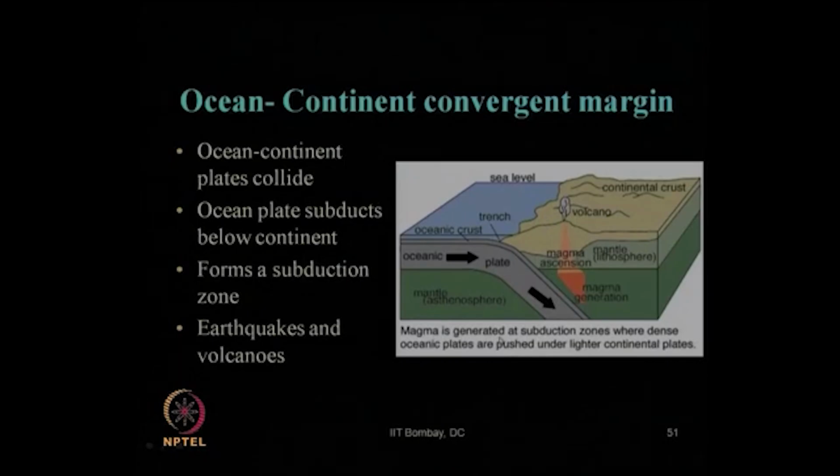So, magma is generated at the subduction zone, where dense oceanic plates are pushed under lighter continental plates, because typically oceanic crust is denser material and continental crust is lighter material. So, obviously, the lighter part will come up and the denser part will go in. So, that is why the magma or the volcanic eruption will take place in this process along with the earthquake.